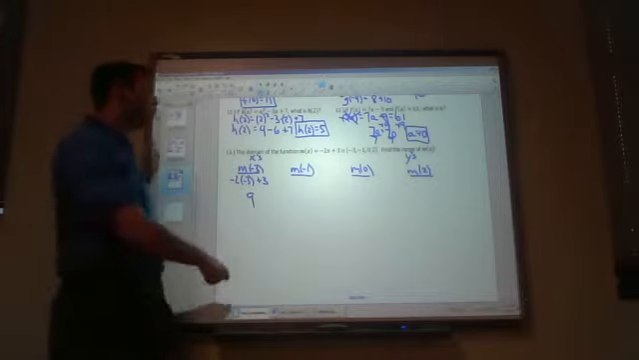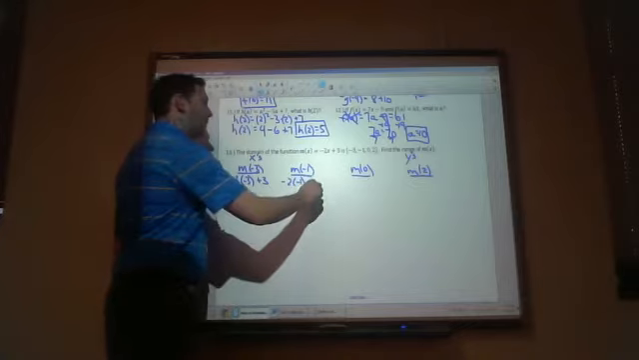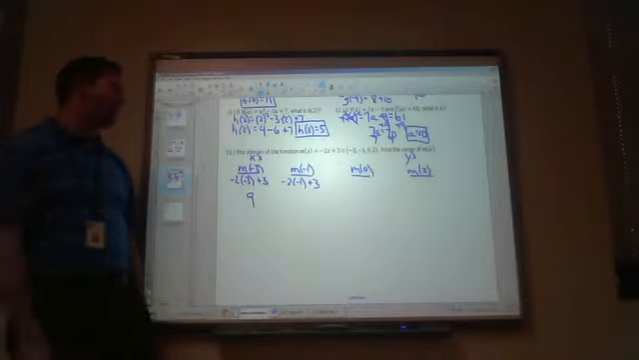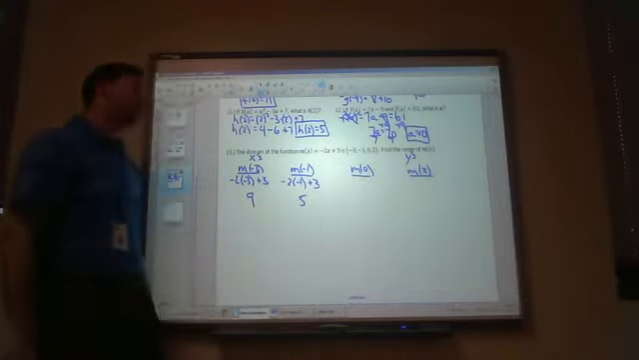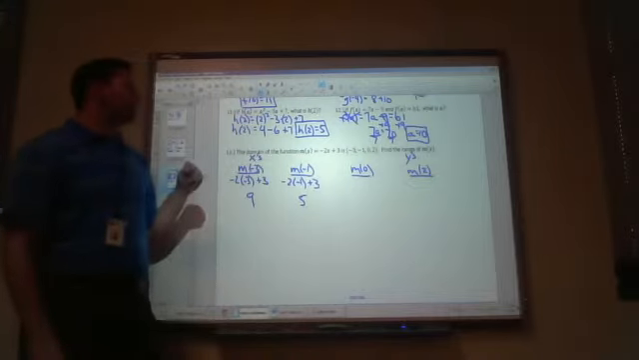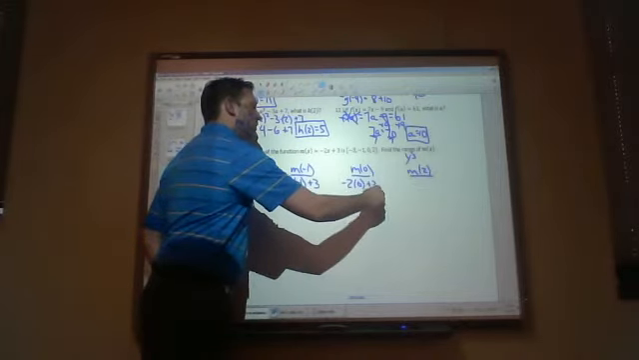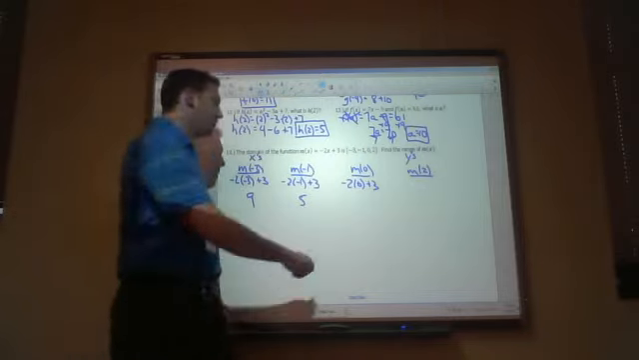Now let's plug in negative 1. So that's negative 2 times negative 1, and then plus 3. So negative 2 times negative 1, that's a positive 2. 2 plus 3 is going to give me 5. So 5 is also in my range. M of 0. So plug in a 0, negative 2 times 0, then plus 3. Negative 2 times 0 is 0, plus 3 gives me 3.